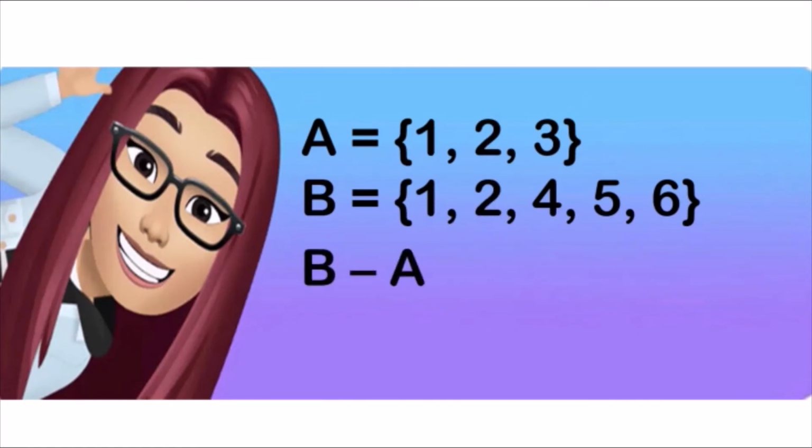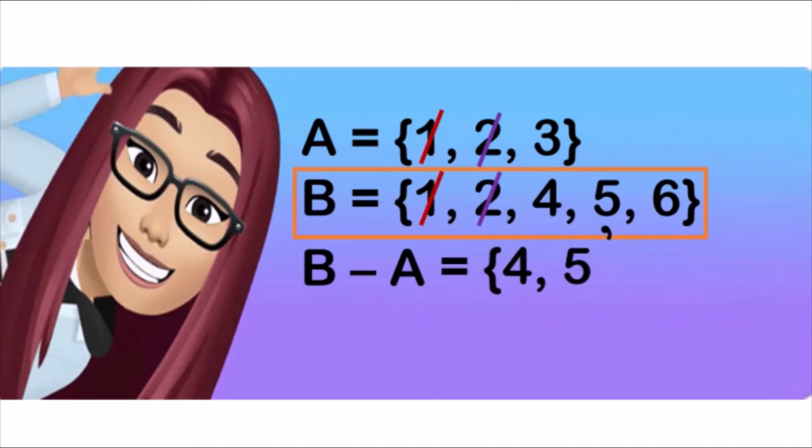What about B minus A? We're going to look at these two sets and we're going to cross out anything that they have in common. So, 1 is in common, 2 is in common. So, we can see that the only numbers that are left are 4, 5, and 6. Therefore, the difference of B and A is 4, 5, and 6.